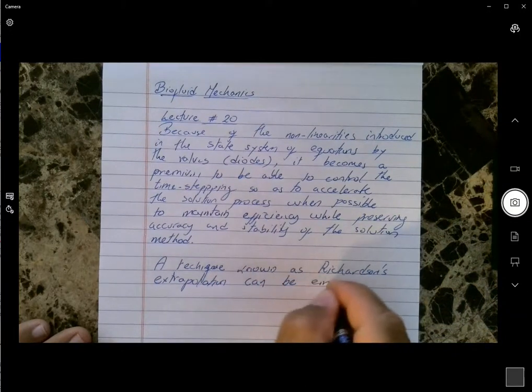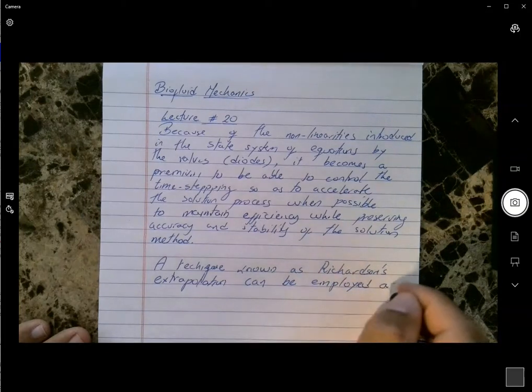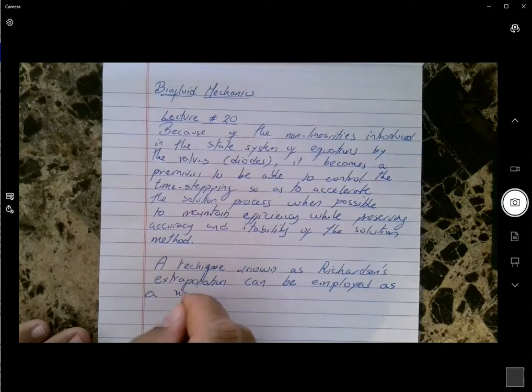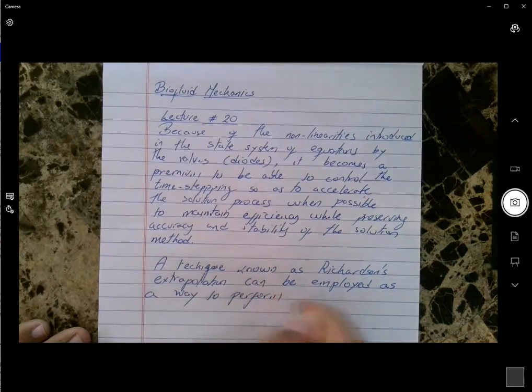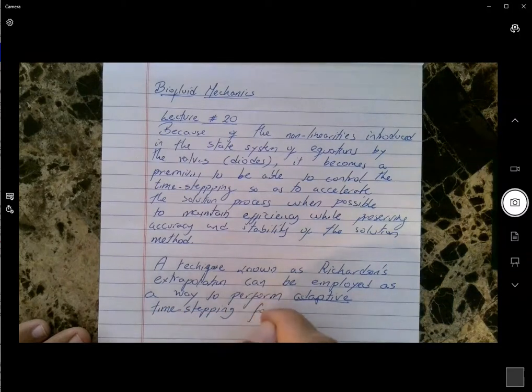Richardson's extrapolation can be employed as a way to perform what we call adaptive time stepping for error control.